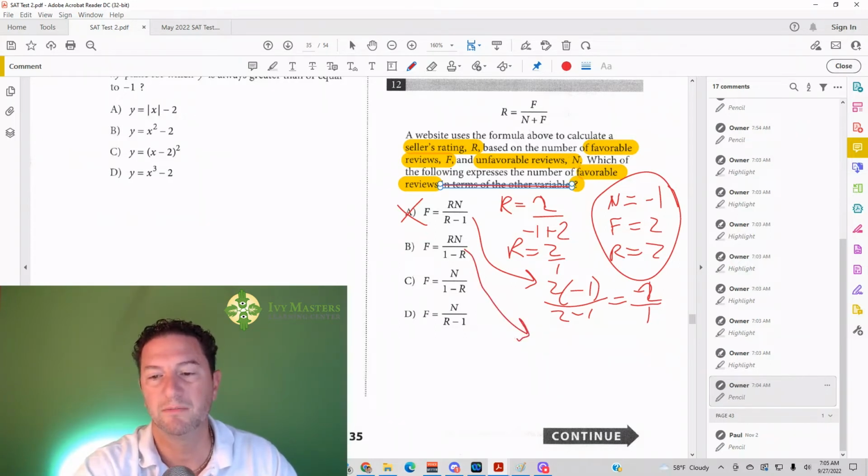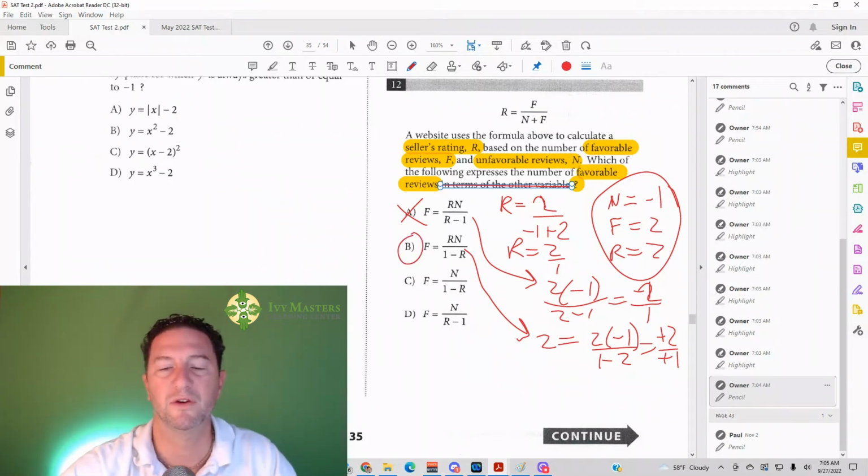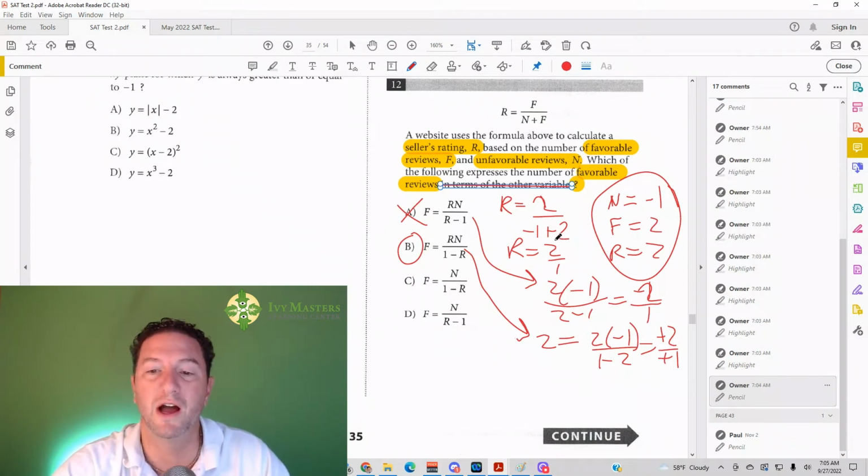So in that case, in place of F, I put 2, and 2 equals R times N, which would be 2 times -1 over, and then the bottom I've got 1 minus R, which is 1 minus 2. That's going to equal -2 over -1, and negative over negative is a positive, and 2 over 1 is just 2. That's going to be my correct answer. If I plugged into the other answer choices, I would find that they do not work. So that's one approach that you could take.